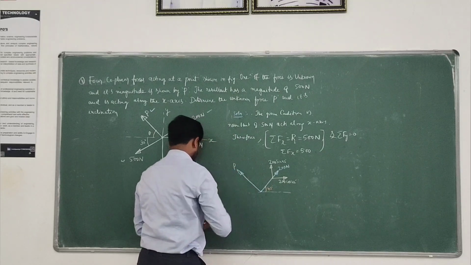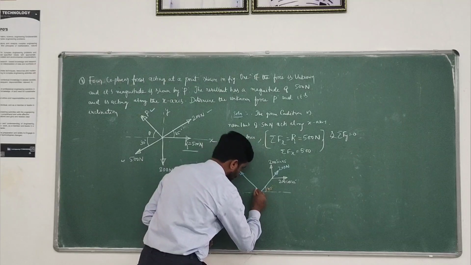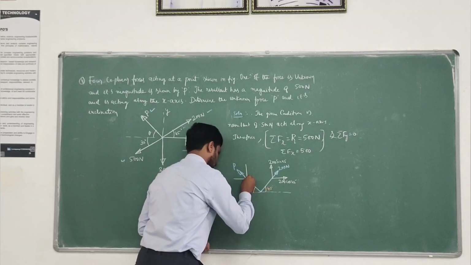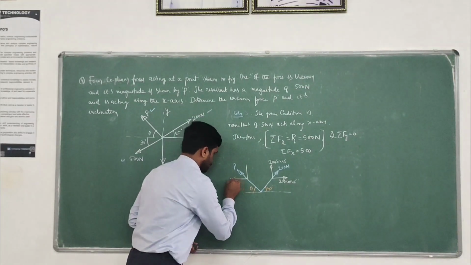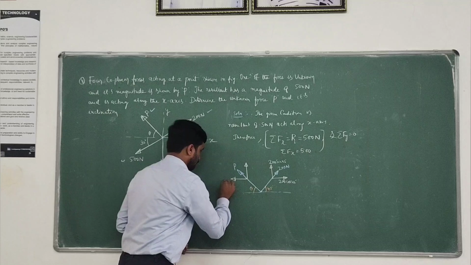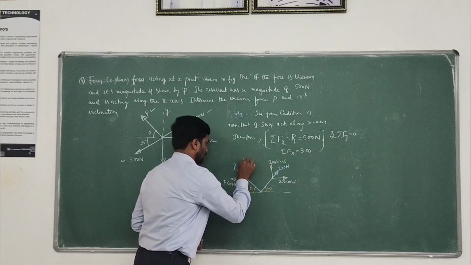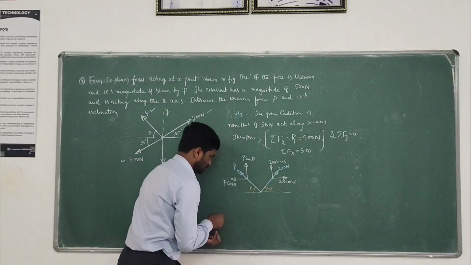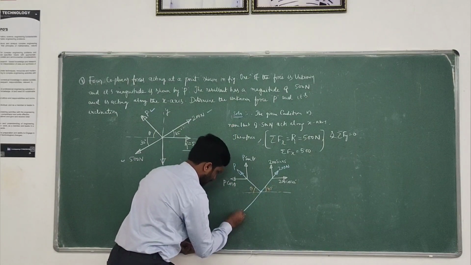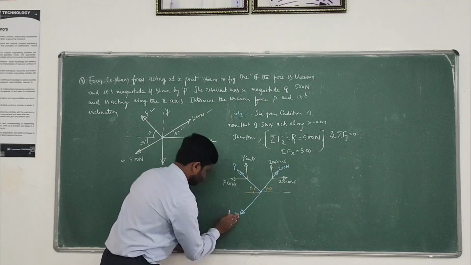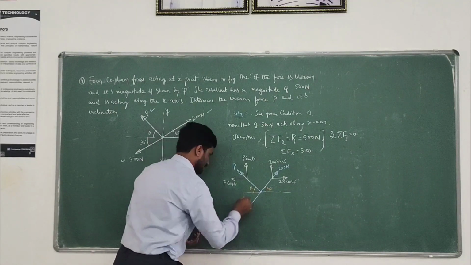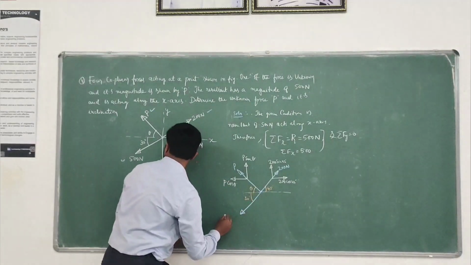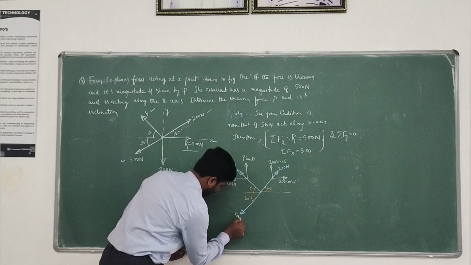So this is P, and the angle of inclination is theta. Resolve in two directions. The first, the direction acting away, will become P cos theta, and the other will become P sin theta. The next force is this one, an inclined force, and the angle of inclination is 30 degrees. So the magnitude is 500 Newton.